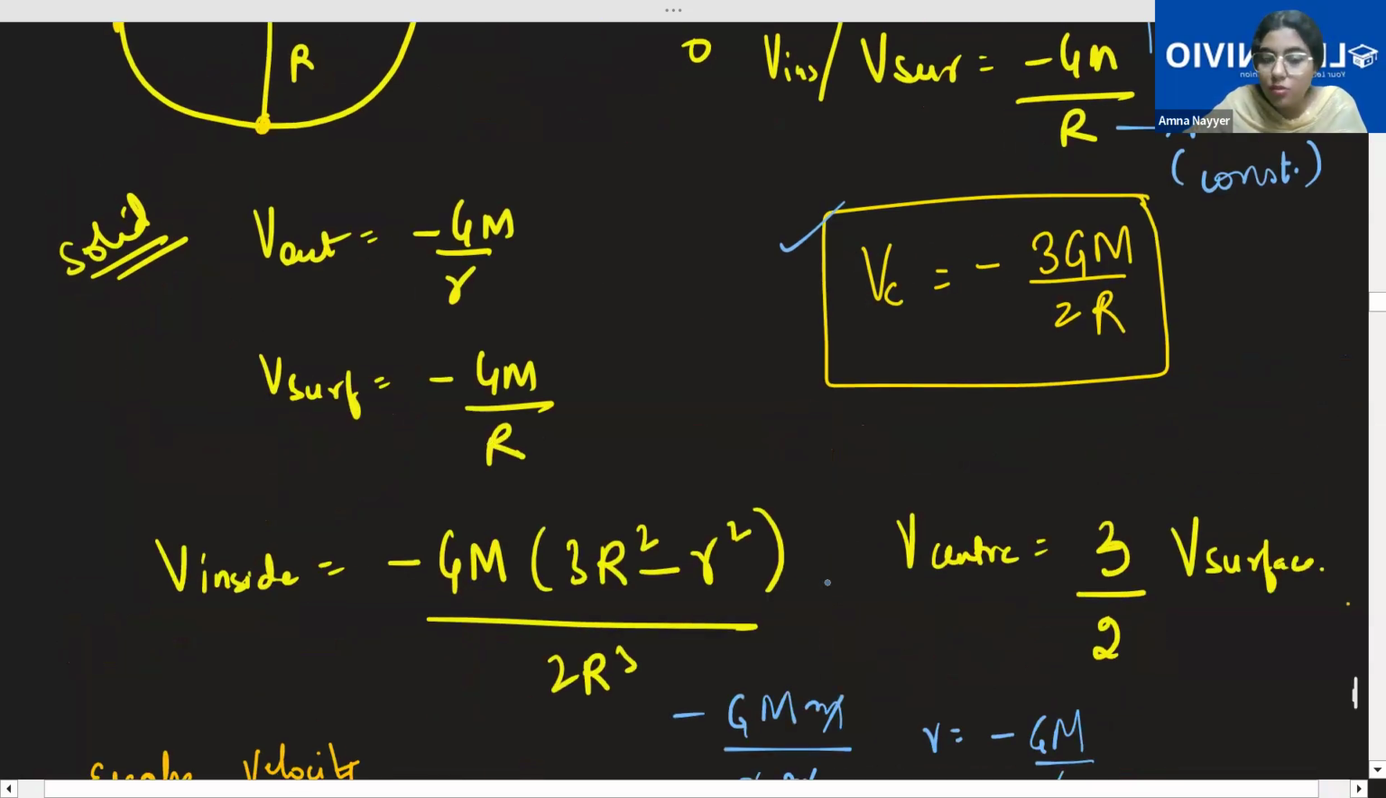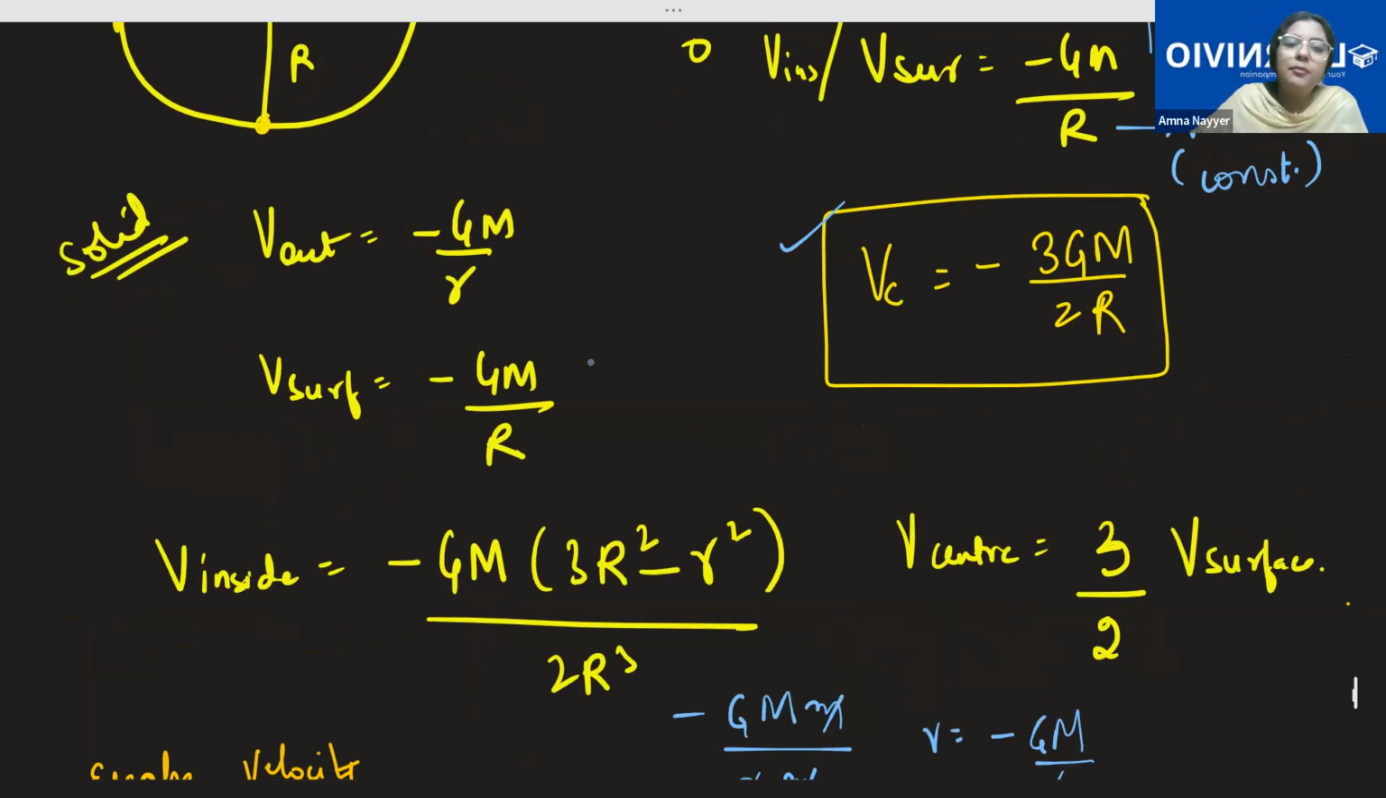Now, when you talk about the solid sphere, here the surface and inside are different. Minus GM by R is the same. Minus GM by capital R is the same. This is still the separation, and this is still the radius. There is no difference in this.